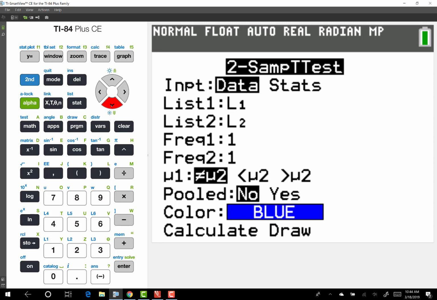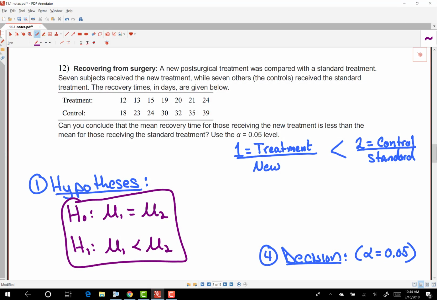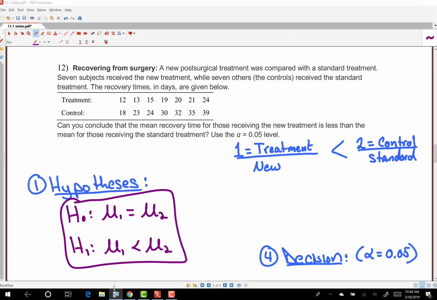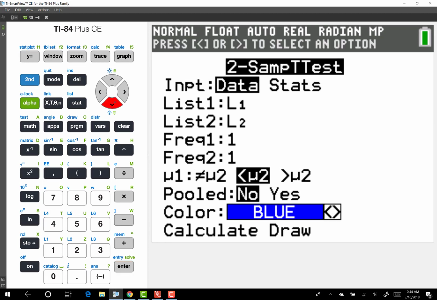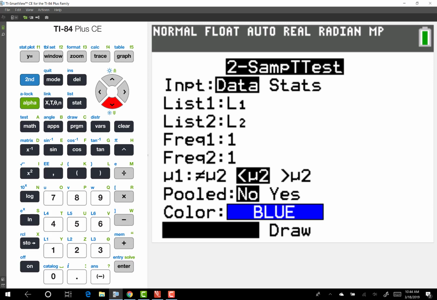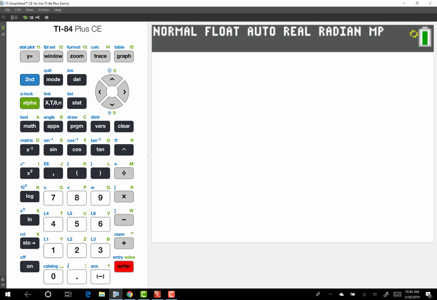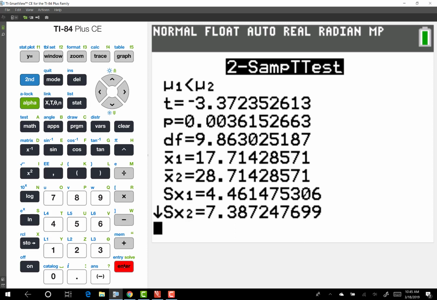And then remember our H1, I've already forgotten what H1 was, I think it's a less than. So H1 is less than, so I need to pick the less than option. Pooled will always stay at no, and then calculate. And what it's going to do is get the X bar and the S's for you. It'll even list them, although we're not really interested in that here. So my T is negative 3.37.